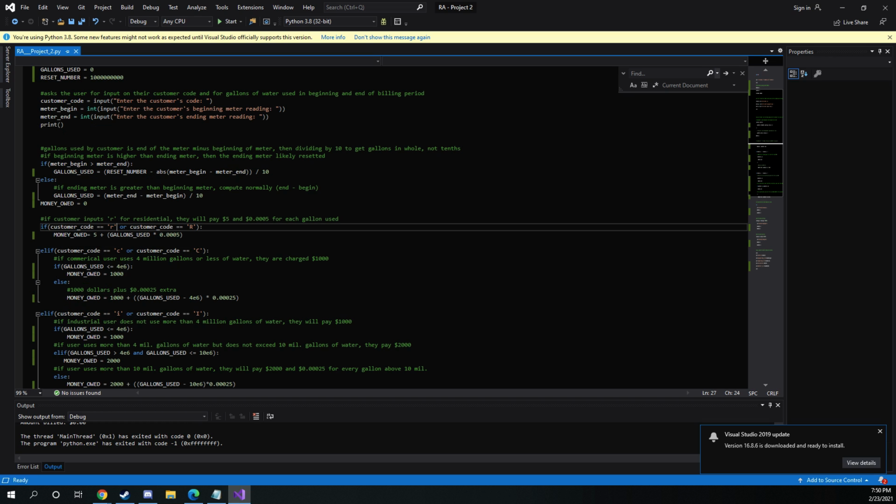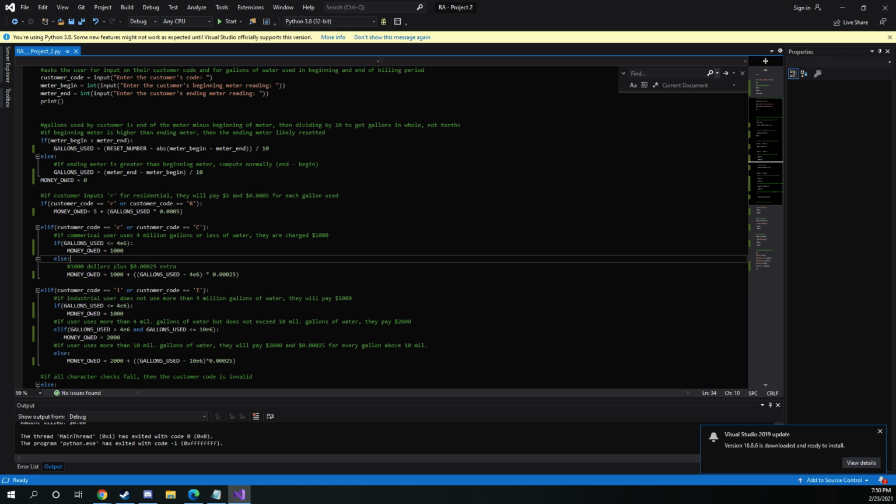So if they did not put in R for residential, let's say they put in C instead, then we're not going to go through this check, we're just going to go to this check instead. So if the customer code was C or capital C for commercial, we're going to check how many gallons they use specifically. In residential we don't really care exactly how much water they use, because it's always going to be one option anyway that we're going to calculate with.